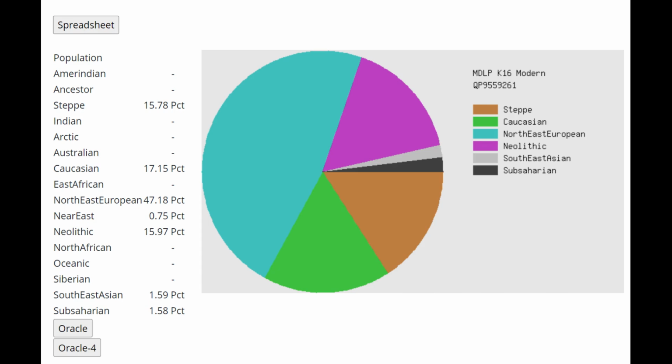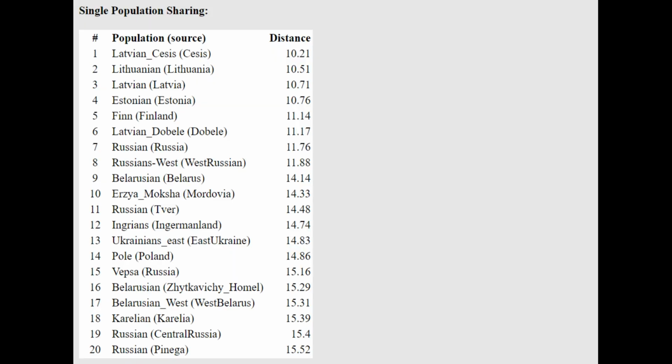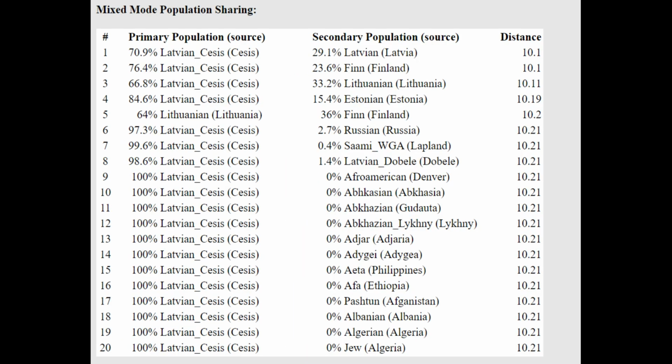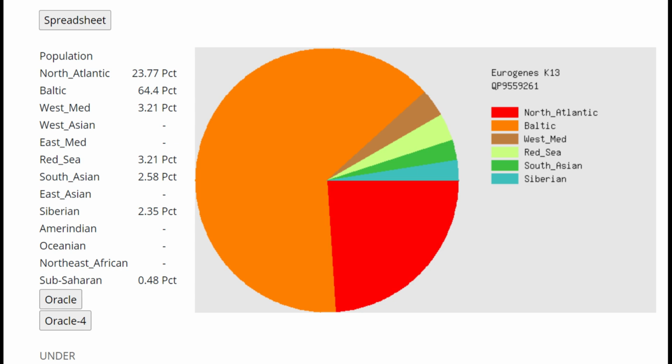Here you can see, once again, an incredibly northern result, 47% Northeast European. This is something you're not going to see in any modern European ethnicity, aside from Latvians and Lithuanians, and not even in Sami, because Sami would score a lot of Siberian. This individual is not scoring any Siberian. This is a very West Eurasian guy, and with the Oracle, he's closest to Latvians from Cesis, but this is as close as it gets, right? It's still not very close. The distance is still 10.1, because even Latvians from Cesis are a lot more southern than this individual, a lot more Mediterranean.